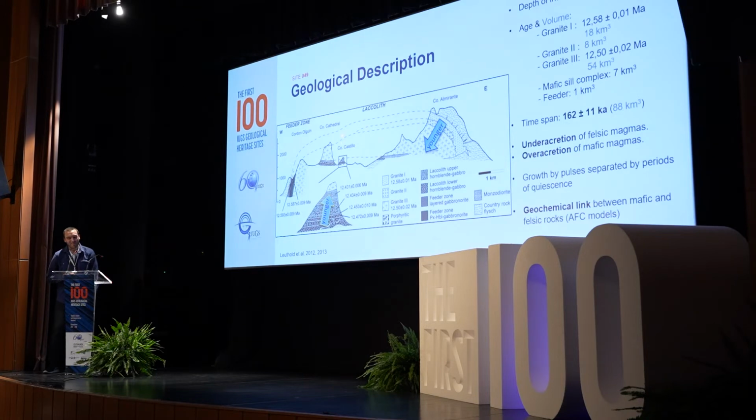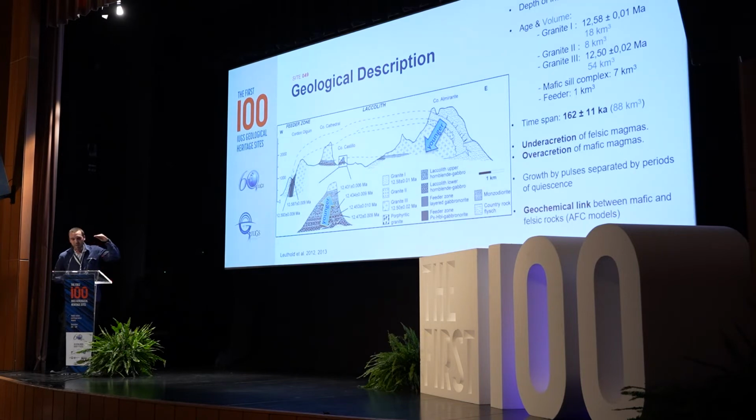Here is a very detailed study that was made by Leuthold et al. and collaborators some years ago. They made a series of publications about the architecture of this pluton based on geochemical and geochronological data. And they obtained very interesting results. Some of them was that this intrusion has these two clear areas, the felsic magmas in the upper zone that were emplaced by underaccretion.